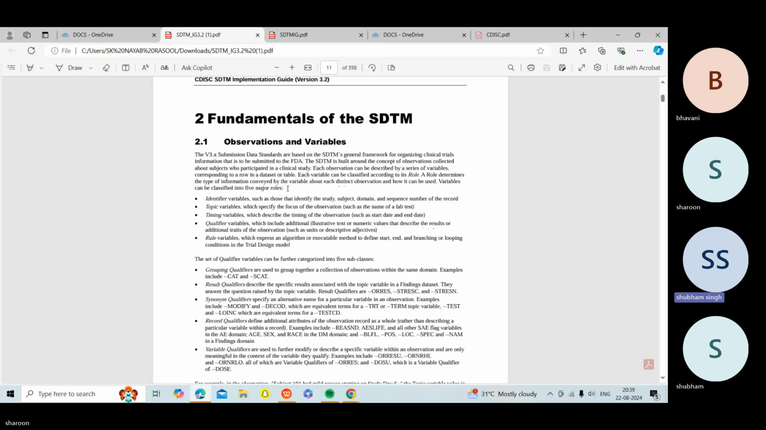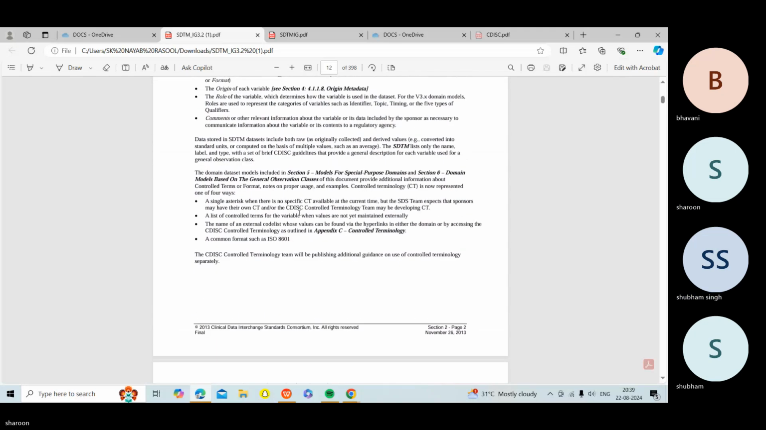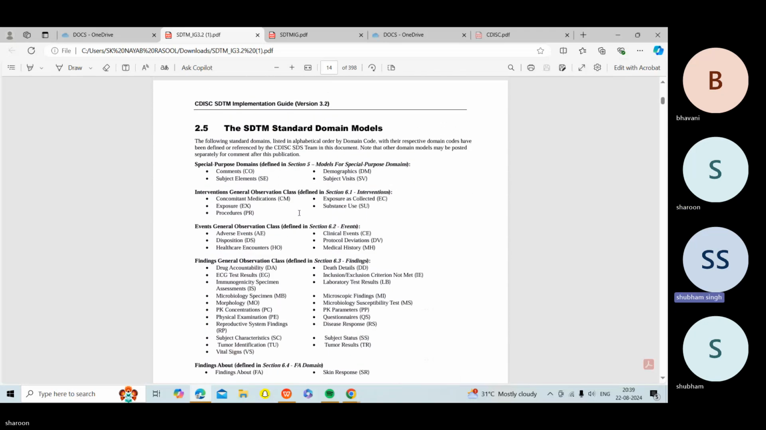Now go to page, okay, go down. Yeah, here it is, page number 14. Now, this is very important. You need to try to memorize this. Until now I never told you to memorize anything, but this is very important. You are seeing the names, right? Comment, subject element, demographics, subject visit. These are nothing but data set names. The study data we are collecting is going to be stored in these data sets only.